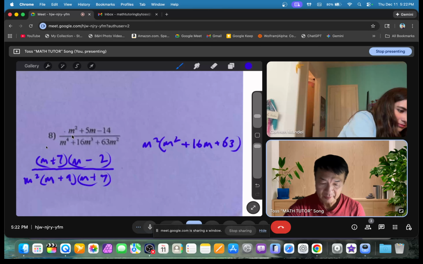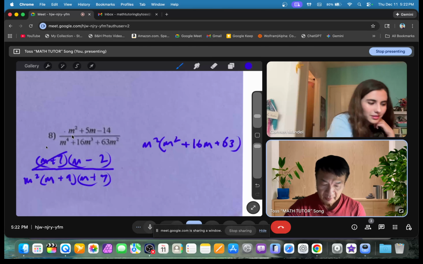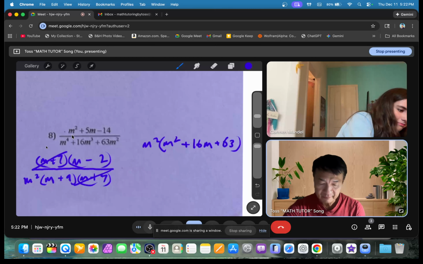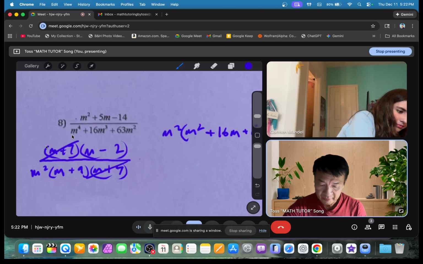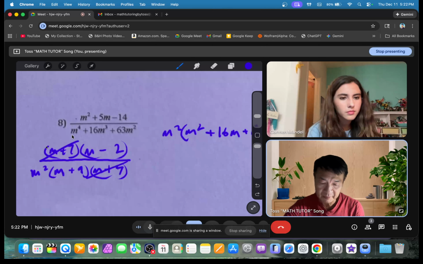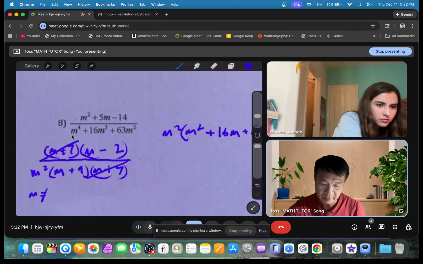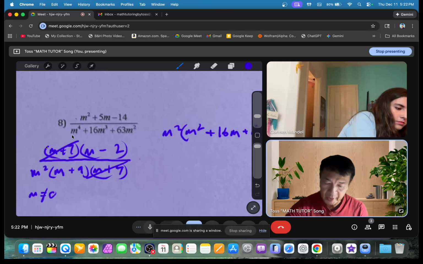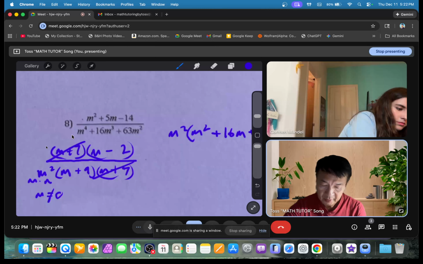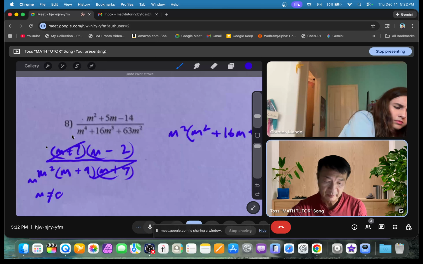Yeah. And then you can cancel the m plus 7, and whatever you have left is that. However, now you see this m squared, that's still the restriction. If you set m squared not equal to 0, you can still solve it. So m cannot be equal to 0. Also, you can think of it like there are two m's on the bottom here, multiplying each other. So each one cannot be equal to 0, but they're the same. Therefore, you just write one m not equal to 0, like that.